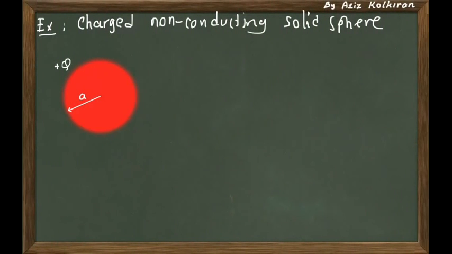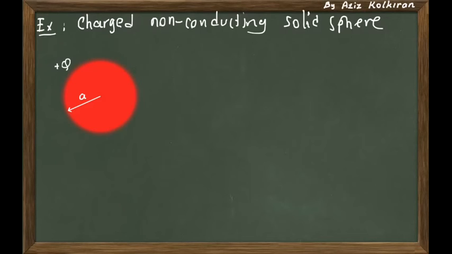In this example, we have a non-conducting solid sphere, and it has a charge of Q. It is distributed over all the volume of the sphere, and the sphere has a radius a. So the question is, what is the electric field anywhere with this charge configuration? So we will first consider the point inside and outside of this solid sphere.